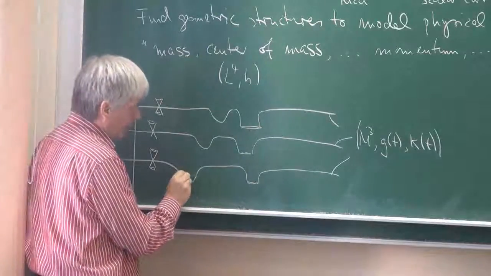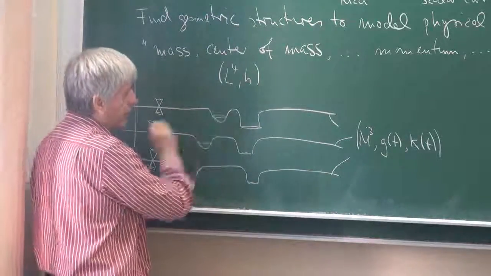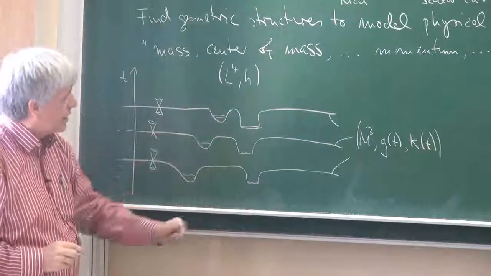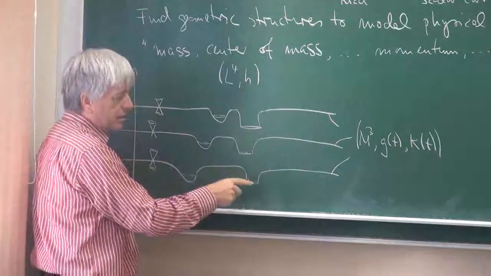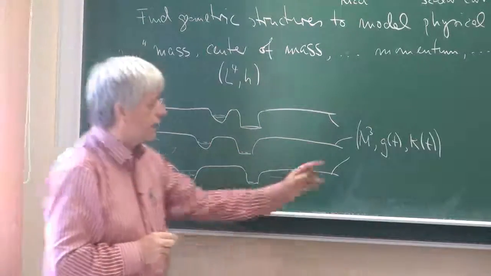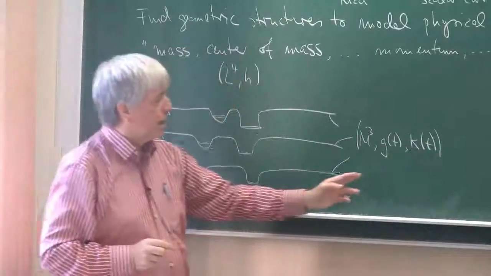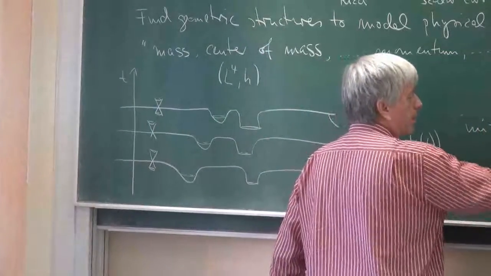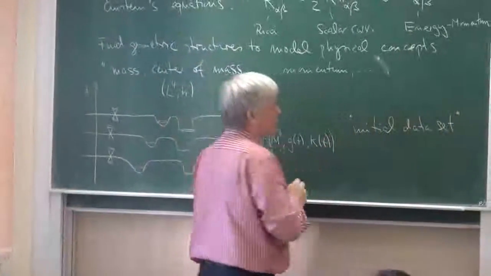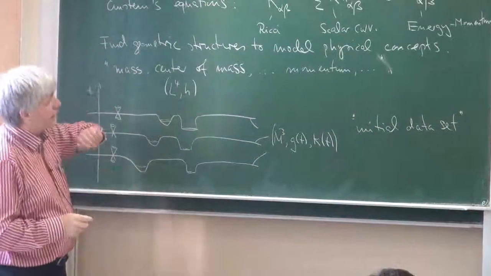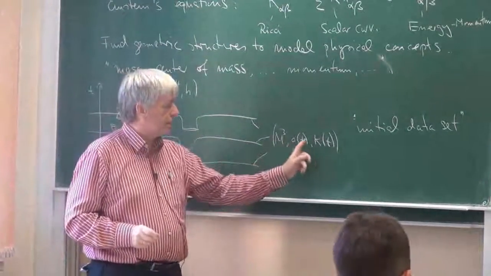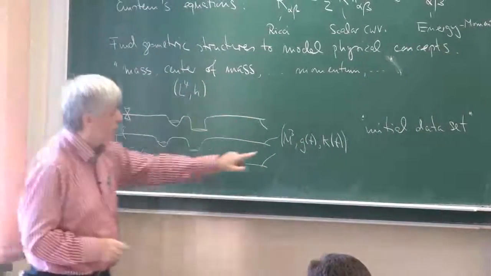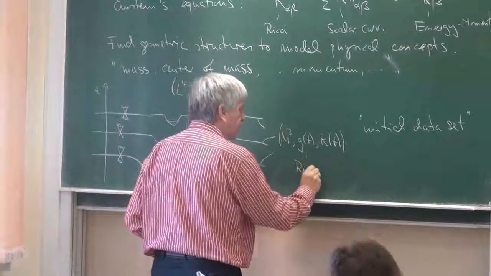And then here I sort of indicate that these three-dimensional hypersurfaces will be curved, like here's a star, and then there may be some boundary, like the horizon of a black hole. And such a thing here, such a set of a three-manifold with a metric and a second fundamental form, is called an initial data set. And if this is transverse to the light cone, this metric here will be Riemannian, not Lorentzian.